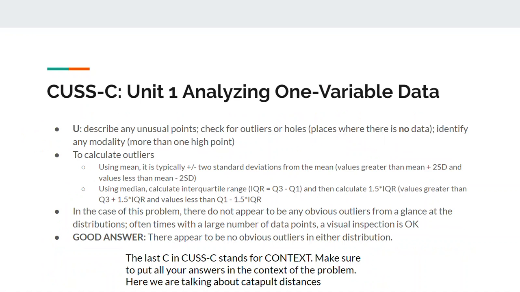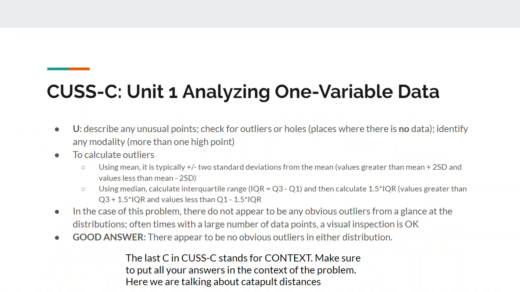The next U stands for unusual points. So what you're going to look for is any holes in the distribution. What I mean by holes is any place where you see no data. You're also going to talk about any modalities. So if there's more than one high point, you want to talk about that. And then you also want to talk about outliers.